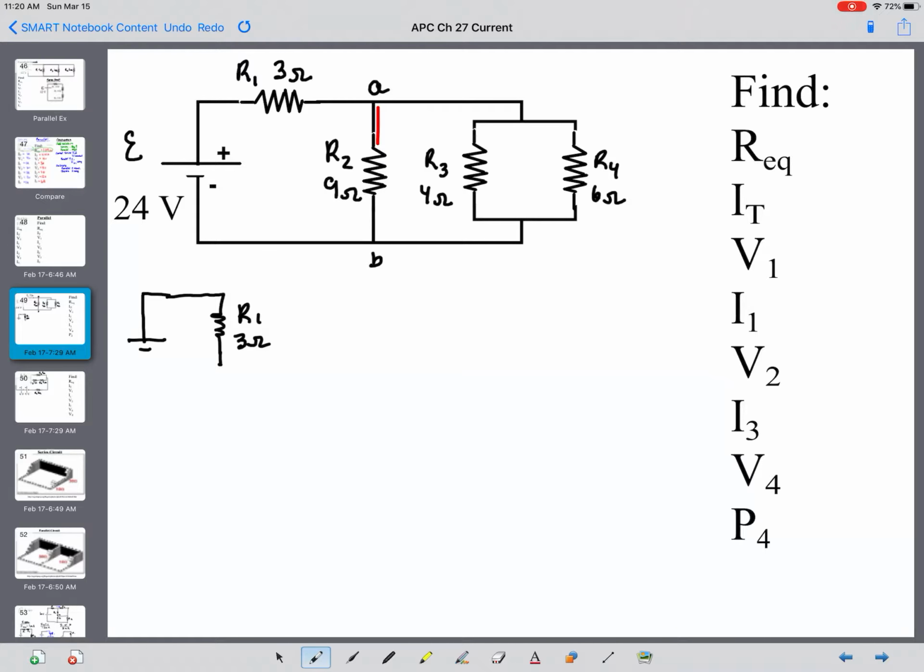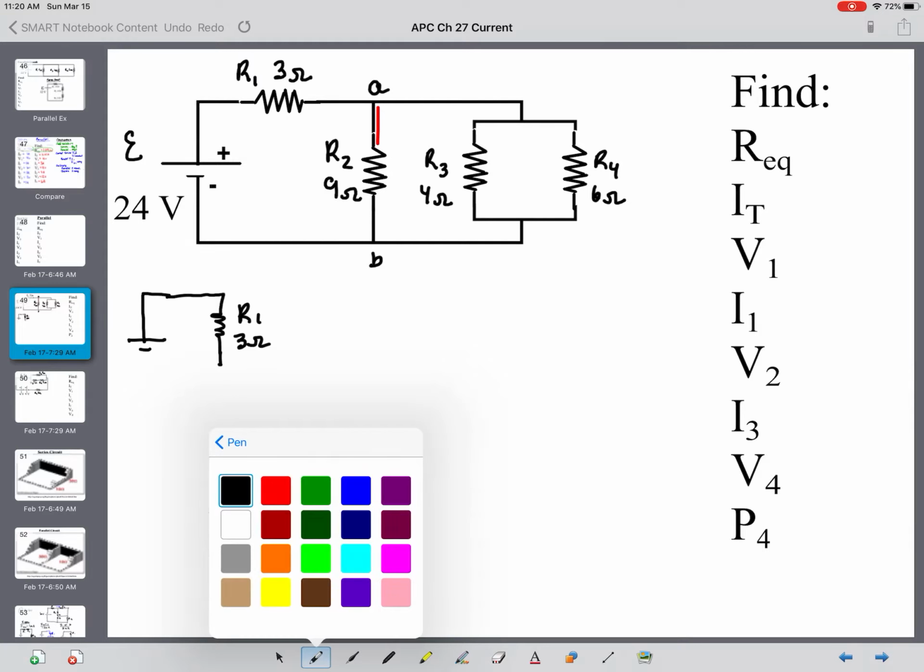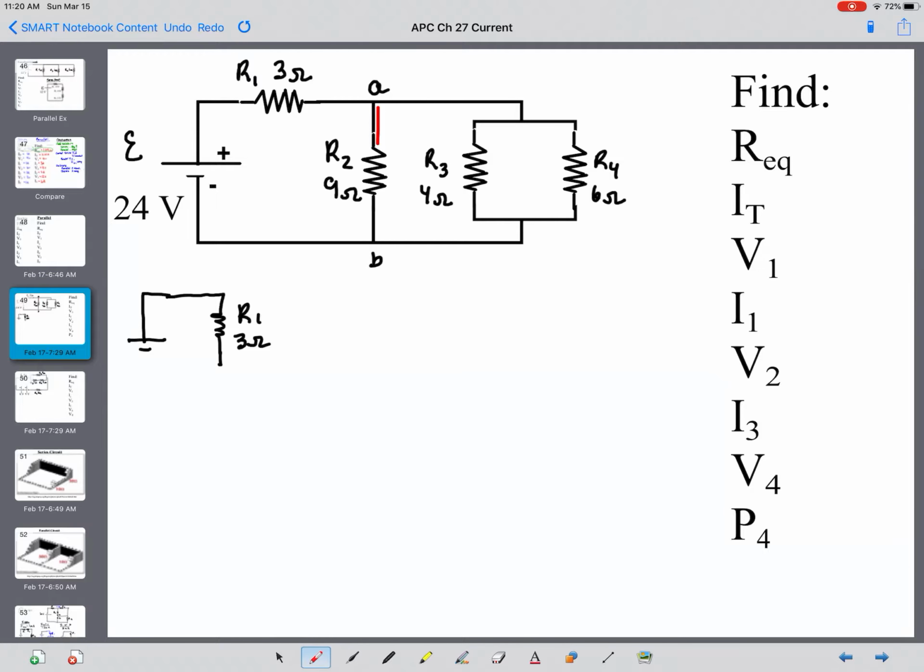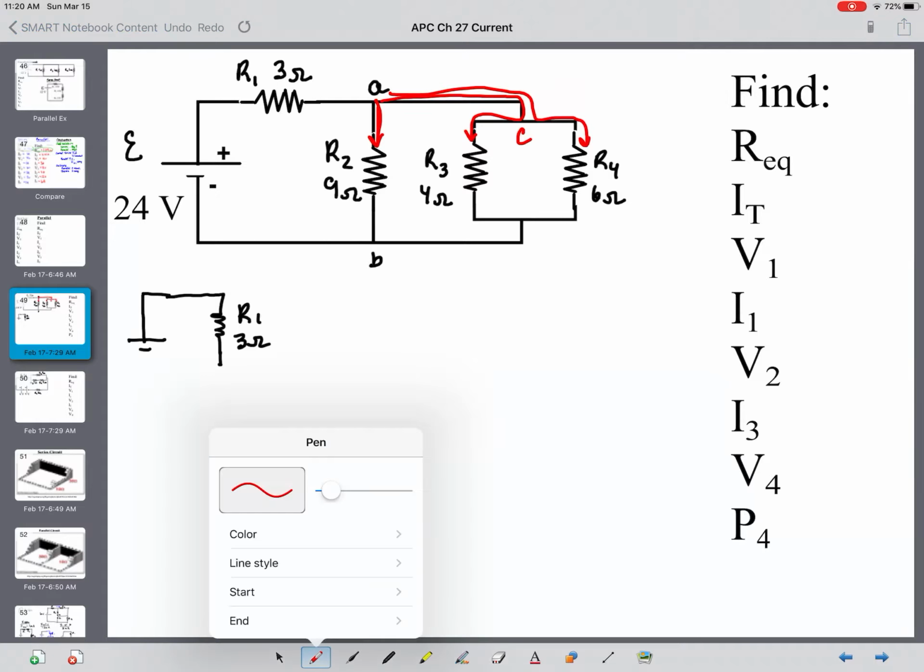At junction A, we have some choices. From A, I can get down here to R2. I can also get to R3, and I can also get to R4 without running into anything else. The fact that it branches right here at point C doesn't make a difference. Those are only wires. So we have access basically from point A only on wires to any of those.